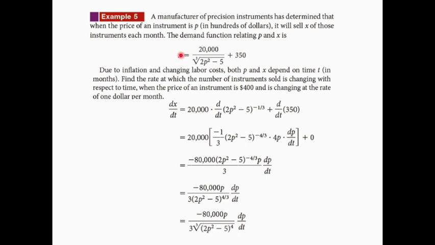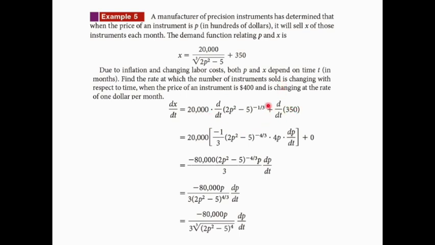So when I take the derivative of X, I get 1, but because we know that X is changing with respect to time, I have to use the chain rule. So I'm going to also take 1 and multiply it by the derivative of X with respect to T, and that's equal to 2,000 times the derivative of this expression in the denominator, which we can rewrite to make it easier as (2p squared minus 5) raised to the negative 1/3. The negative is because this is in the denominator and we're flipping it up, and then the 1/3 is because this is the cube root of 2p squared minus 5. So we need to take the derivative of that and then the derivative of 350.